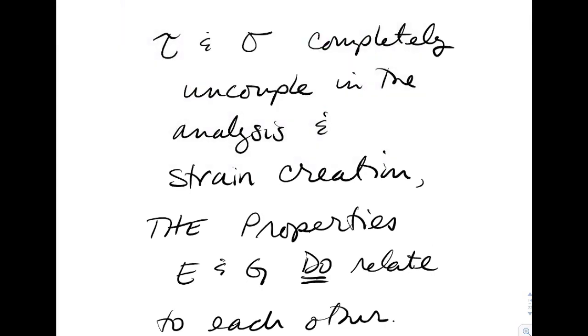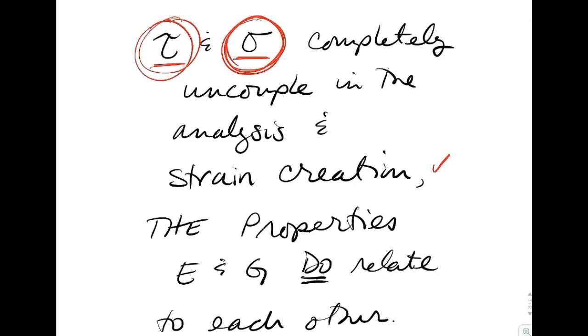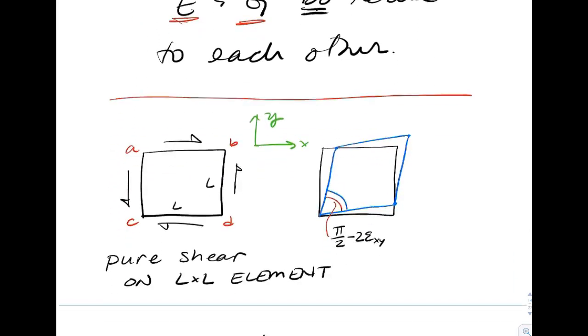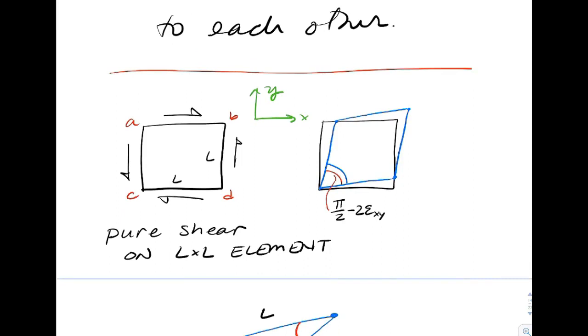The uncoupling that occurs in the analysis of normal stress and shear stress and the strain creation, those were completely uncoupled. Anything in the shear stress and shear strain did not produce direct stress or direct strain. However, the material properties E and G do relate to each other. So I'm just going to quickly go through this. You're not responsible for this derivation, but I'll go through it with you.